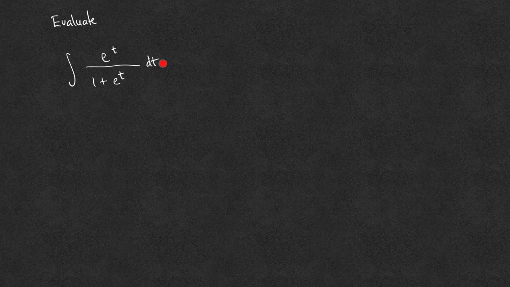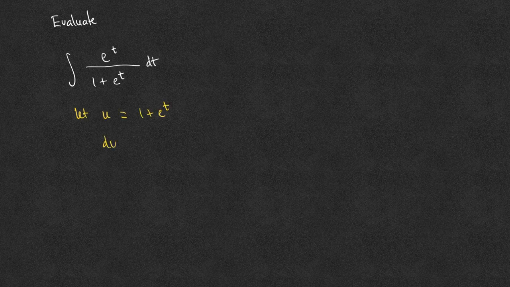Evaluate the indefinite integral e to the t over 1 plus e to the t dt. Observe that the derivative of e to the t is also e to the t. And so we will let u be 1 plus e to the t because the derivative of 1 plus e to the t is e to the t.